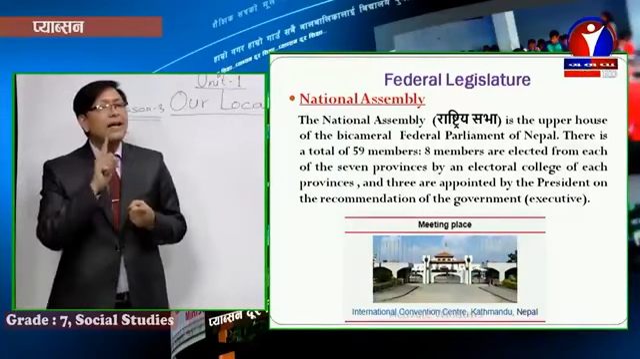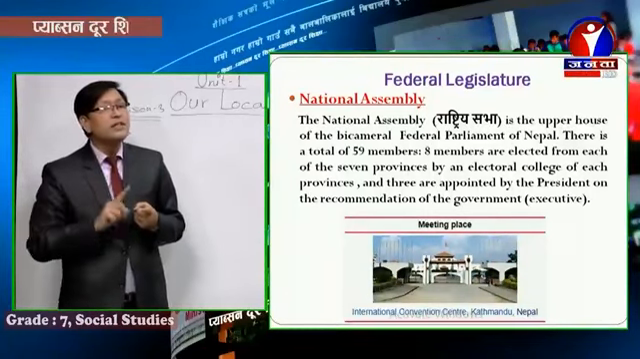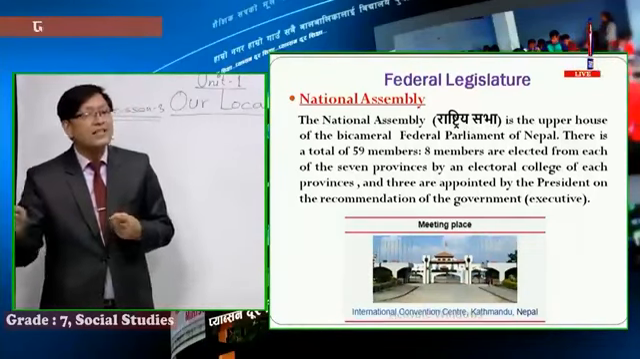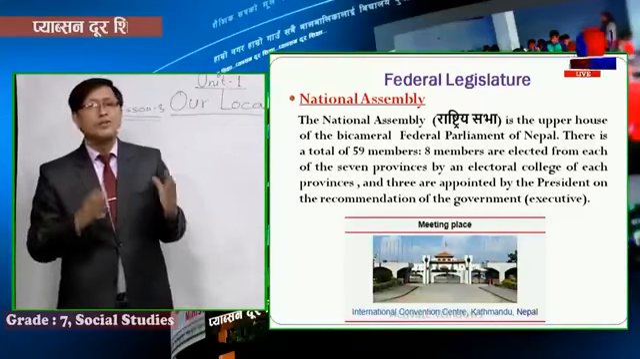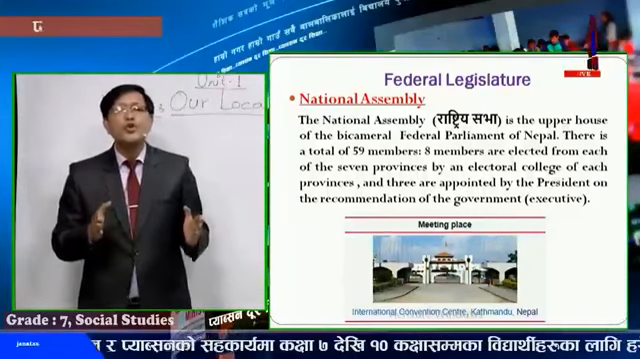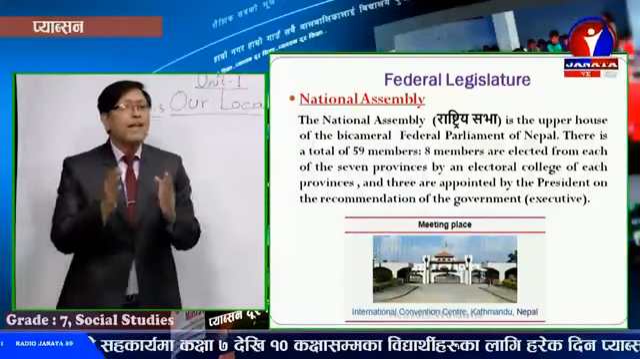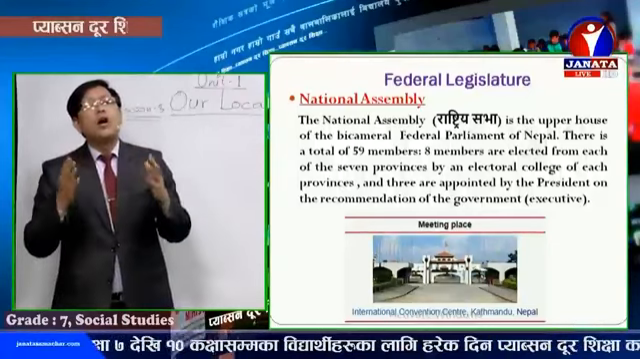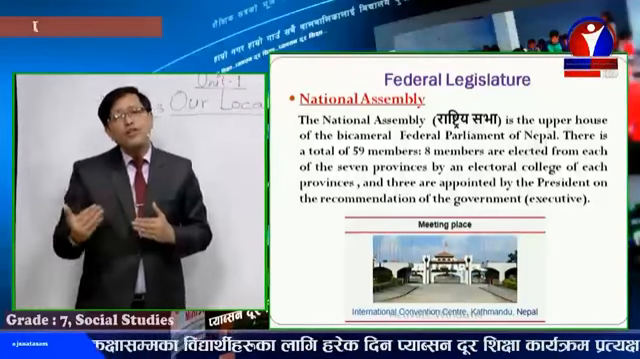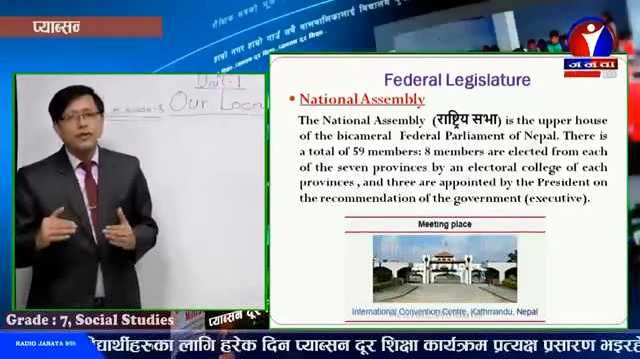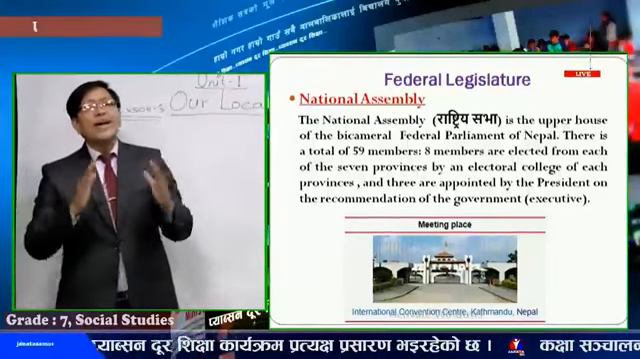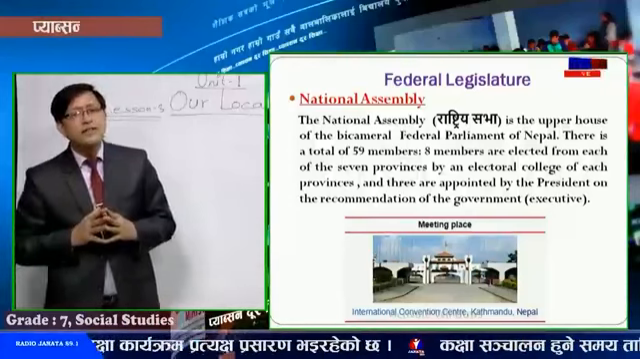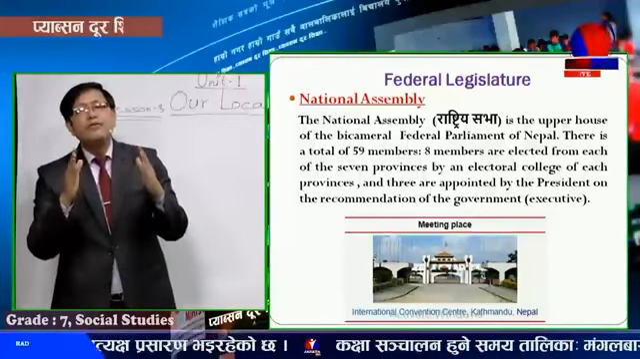7 provinces, 8 members in each province, means 8 7s are 56. It means 56 members get elected from the provinces through the electoral college. Then the remaining 3 members are appointed by the president on the recommendation of the executive. Got the point? So in the National Assembly, boys and girls, my dear students, there are 59 members.